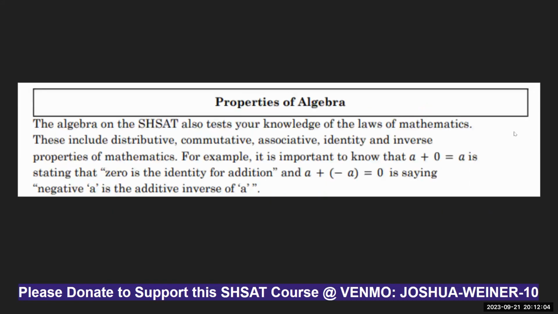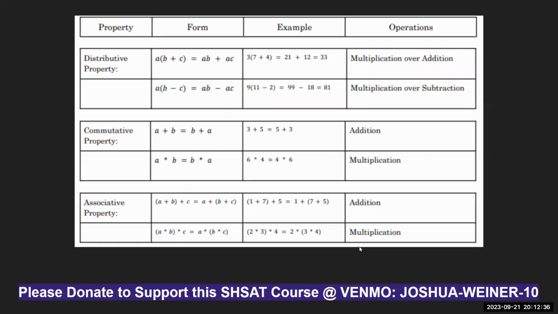The next thing we're going to do is review a few of the properties of algebra. The algebra on the SHSAT also tests your knowledge of the laws of math. These include the distributive, commutative, associative, identity, and inverse properties of math. For example, it is important to know that a number plus 0 is still the same number. It's saying that 0 is the identity for the addition operation. Also, a plus negative a equals 0 is saying that negative a is the additive inverse of a. Let's look at a few examples.